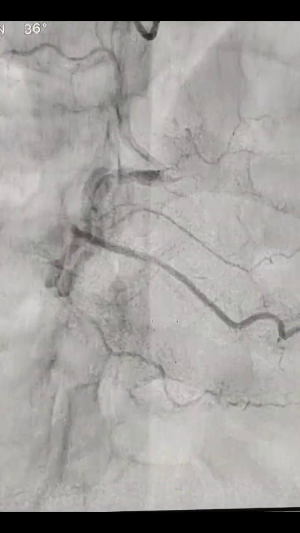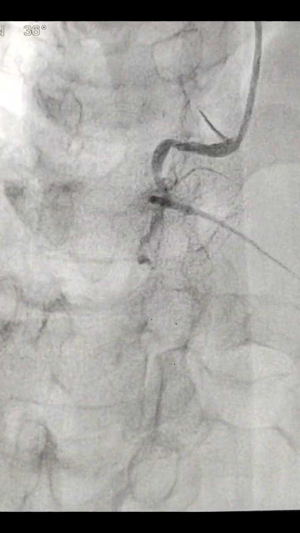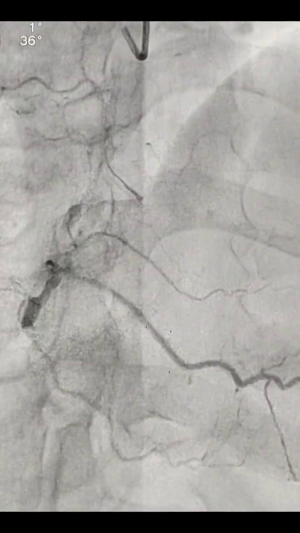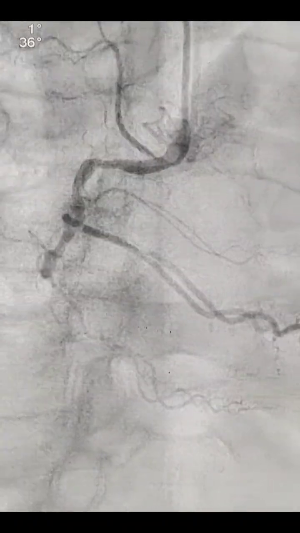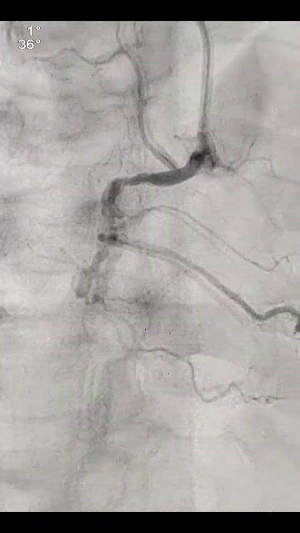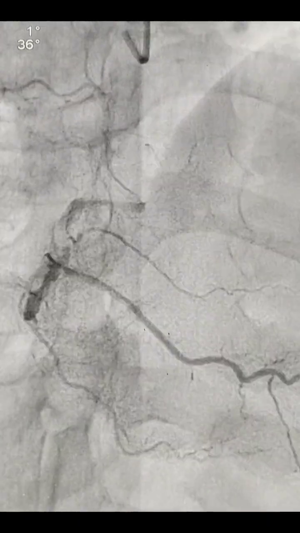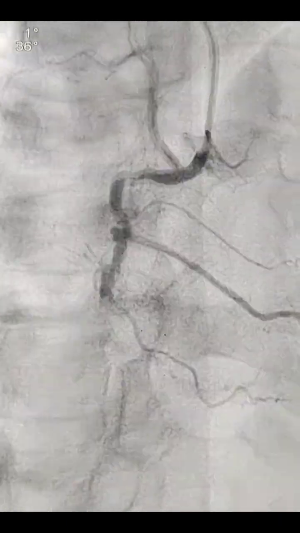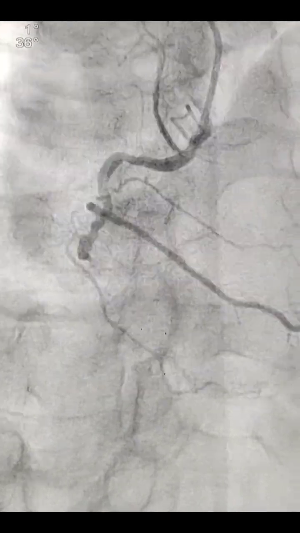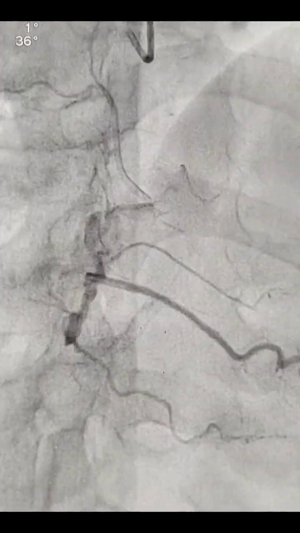I wanted to see whether that proximal RCA has a spasm or not, so I removed the catheter while giving the contrast, and you can see that the spasm has gone. So we have given the NTG, and I have removed that catheter. So you can see this was the catheter-induced spasm only in the proximal RCA.